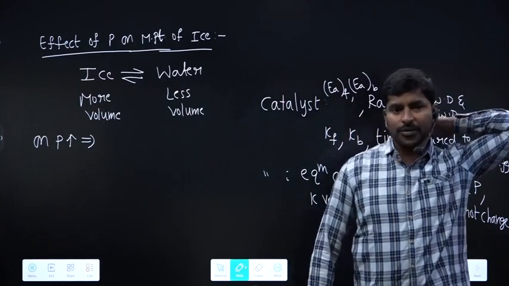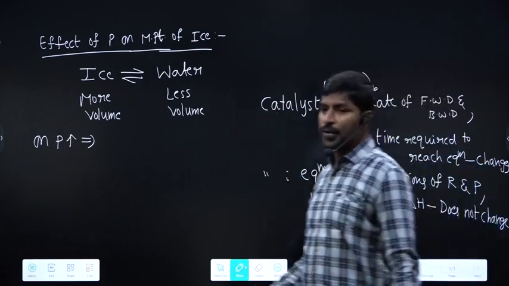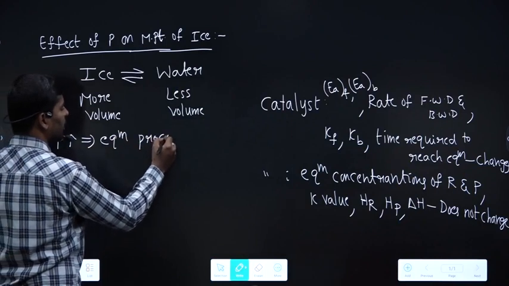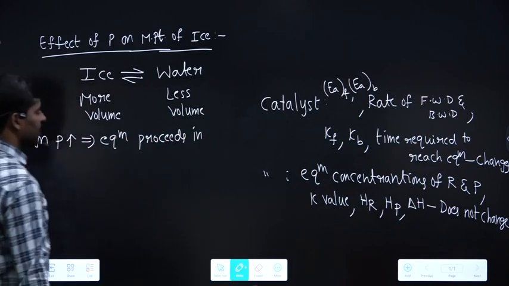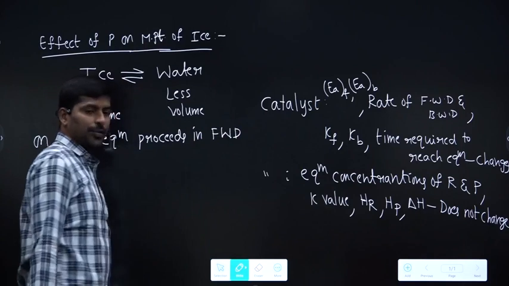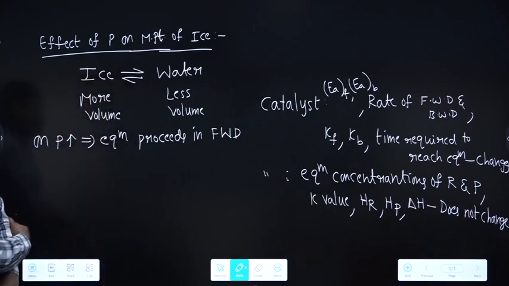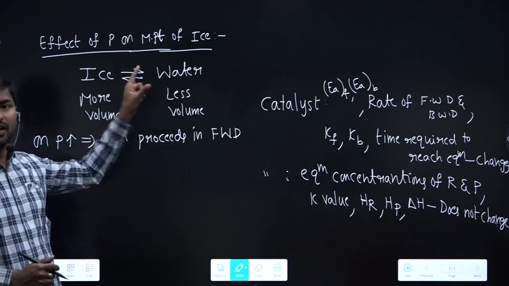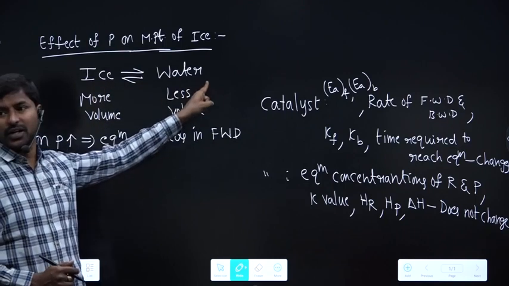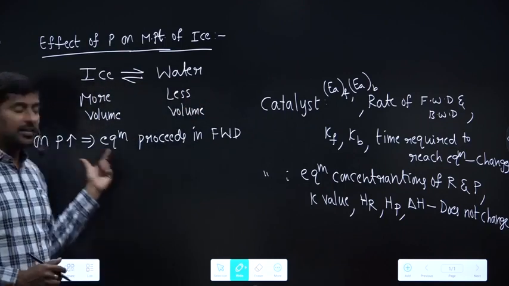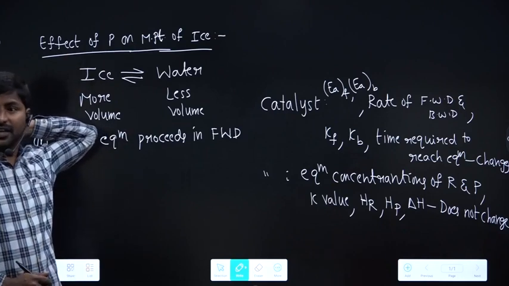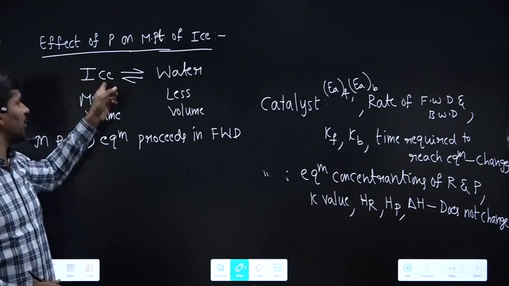If you increase the pressure, what happens to volume? Decreases. That means this equilibrium shifts in which direction, backward or forward? Forward direction, right? On increasing pressure, equilibrium proceeds in the forward direction. Forward direction means whether it favors melting of ice or opposes melting of ice. It favors melting of ice. Ice is converting to water. So if you increase the pressure, what happens to the melting point of ice? Decreases, since it favors melting of ice.